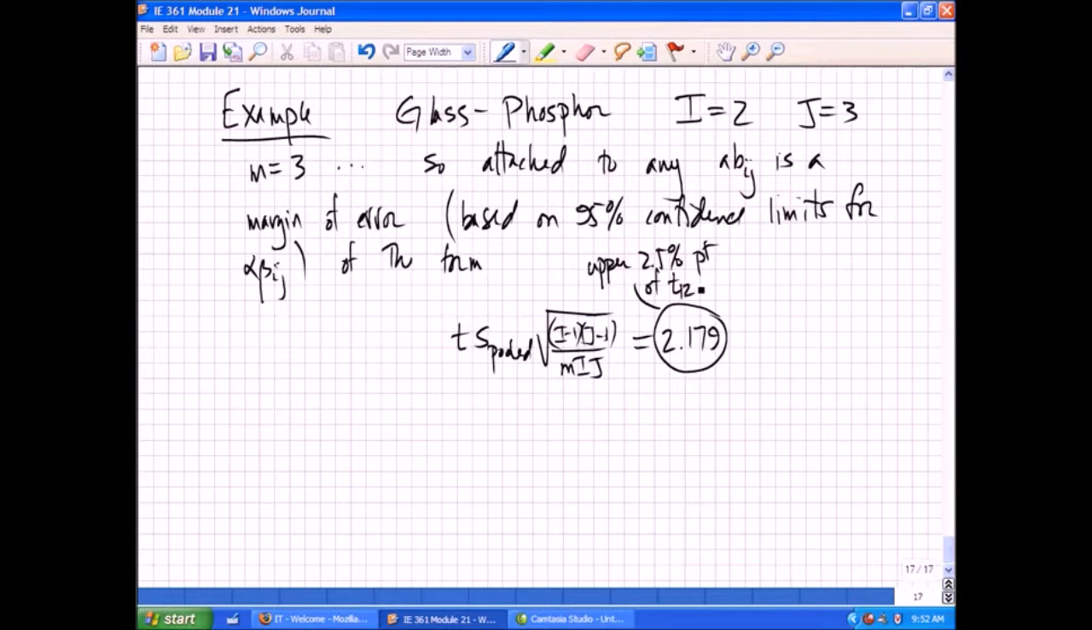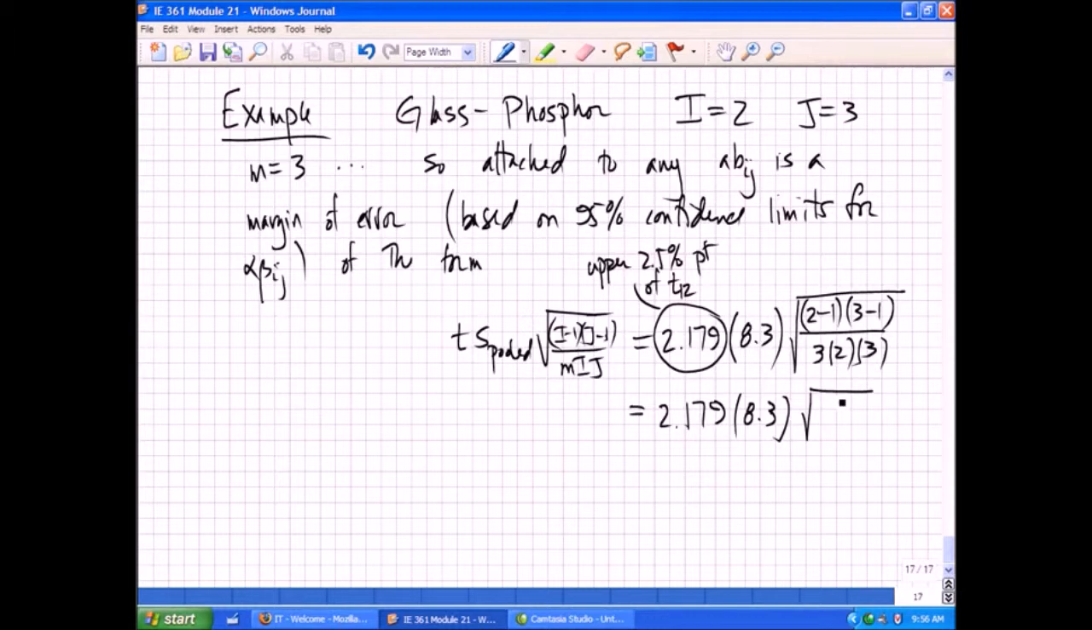That's 18 minus 6. That's 12, just as we used in module 20, times the pooled S, which is about 8.3 microamps, times the square root of 2 minus 1 times 3 minus 1 over m, which is 3, times I, which is 2, times j, which is 3, and so I've got then 2.179 times 8.3 times the square root of 1/9, and this is about 6.0 microamps.